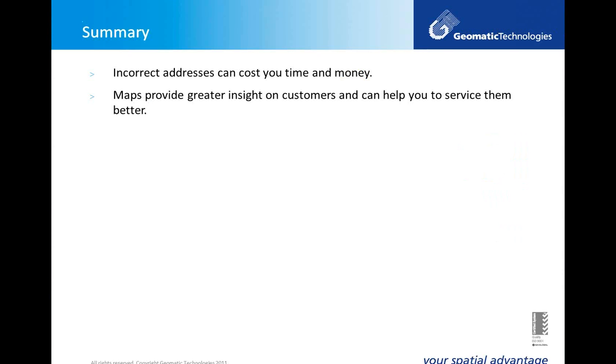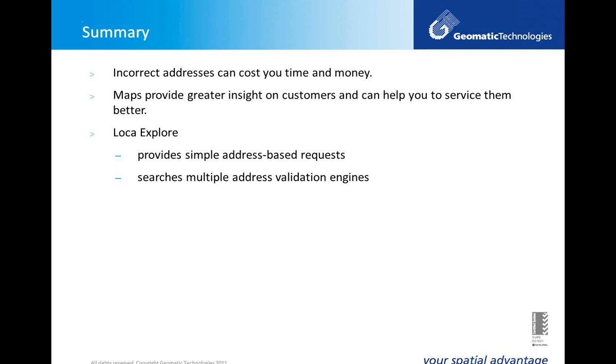So just to wrap all that up, we've covered off that incorrect addresses can cost you business time and money, and having multiple recordings of those addresses, and that maps can provide a greater insight on the customers and can help you service them better. I think that's a key takeaway for this. But GT Loca Explore allows you to get that information that you need by simple address-based requests. It can hit multiple address validation records, and it can provide spatial searches that return the nearest or interacting data searches, which can report on administrative information impacting your nominated address.